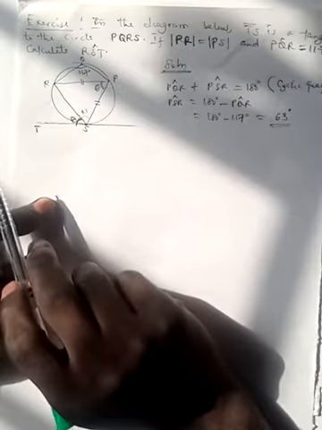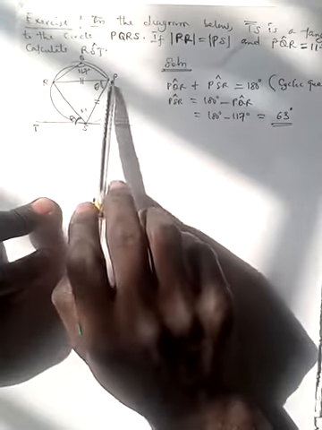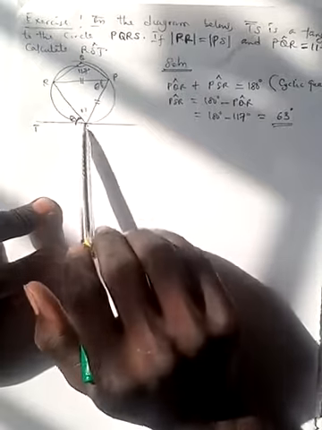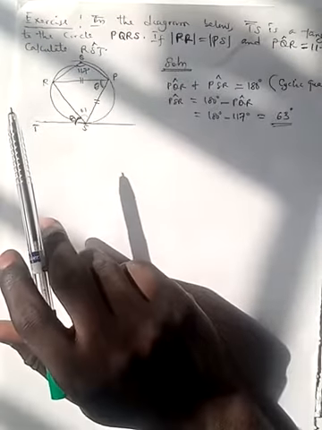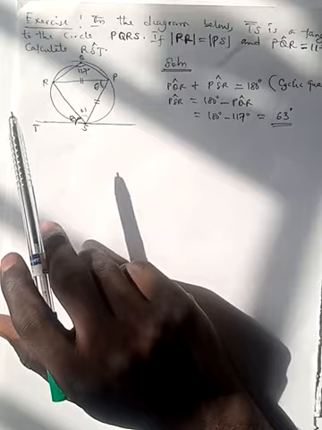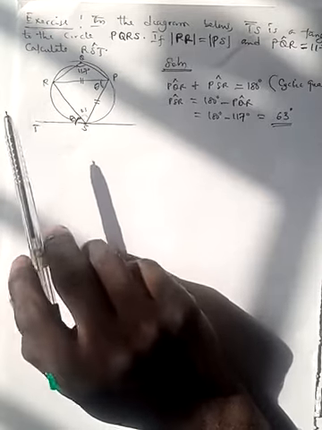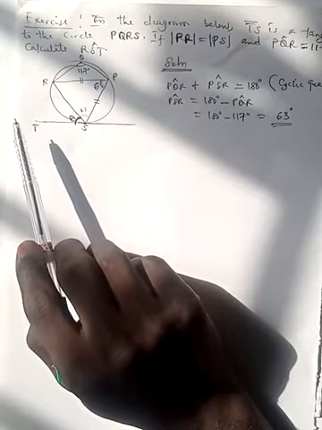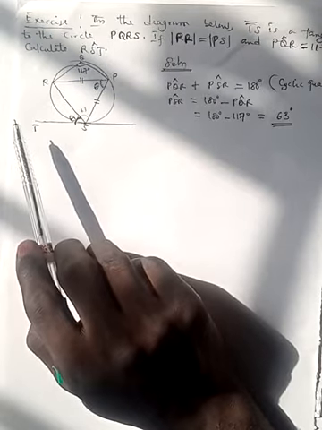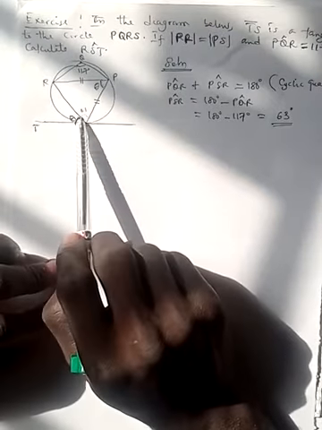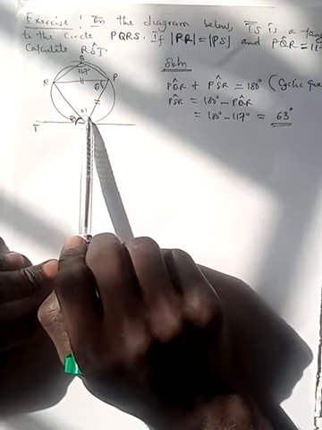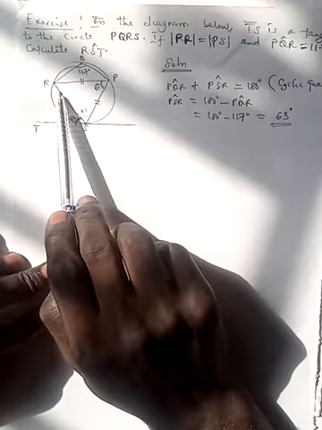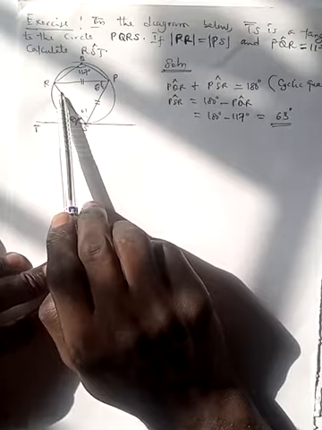Okay, so one thing to do is look at this triangle PRS. Triangle PRS is an isosceles triangle. So when you know one angle in an isosceles triangle, you can know all the other angles. Because we know this is 63 degrees, this of course must be 63 degrees. What's the reason? The reason is that base angles of an isosceles triangle must be equal.